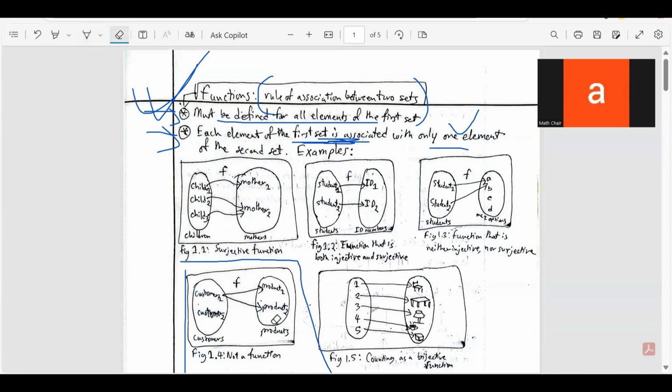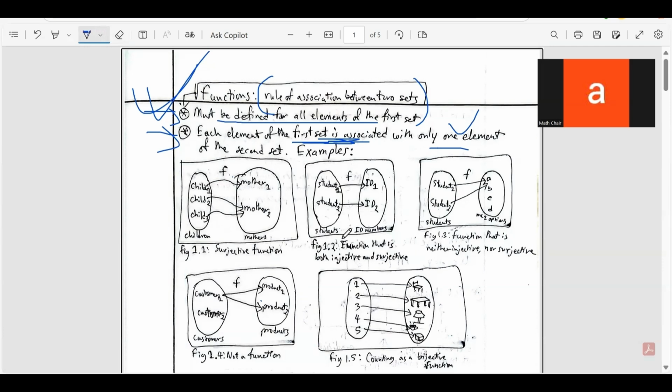So if we have this out of the way, we need some additional properties along with being a function. We're not satisfied with a rule of association that's just a function. If we add a few more special properties, it becomes more useful to us. So the properties are surjectivity and injectivity.